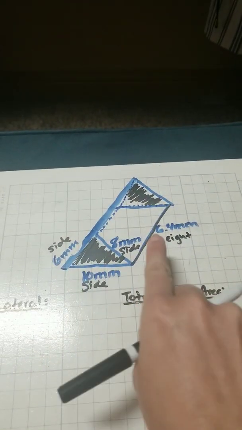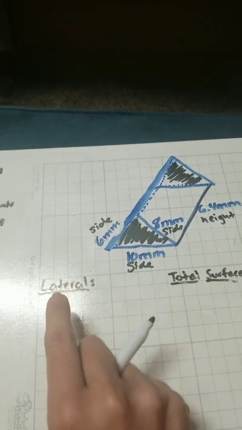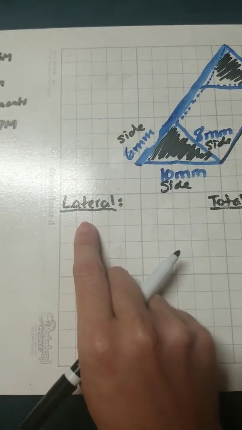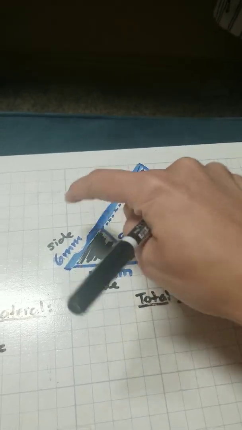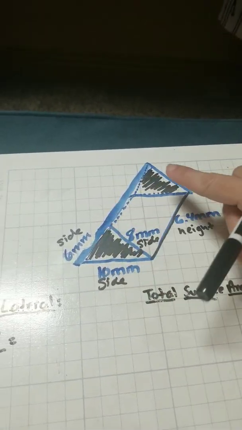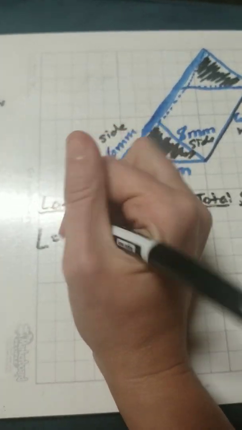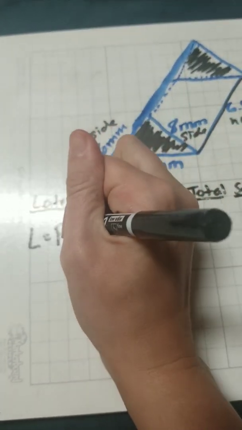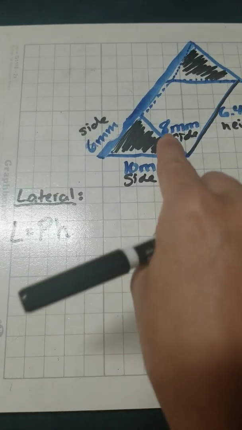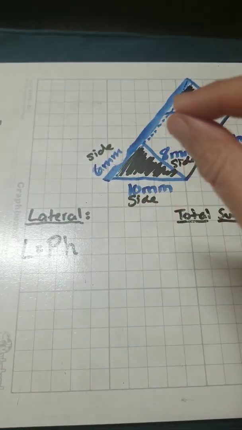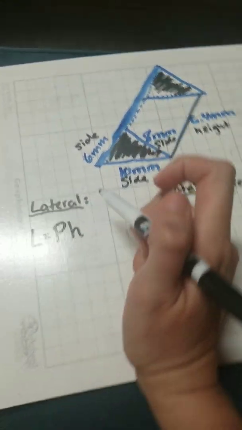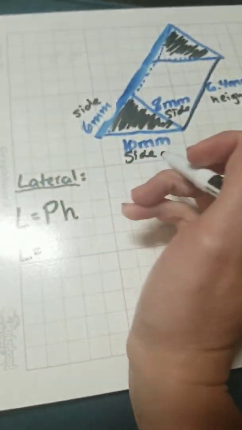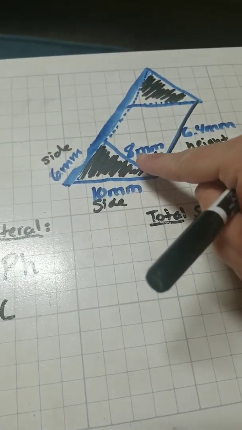So we're going to utilize these dimensions within two different formulas. The very first formula we're going to talk about is called lateral surface area. Lateral means that it is the area of all of the sides, not including the two bases. So we do this by doing perimeter of the base times the height. In this instance, our base is a triangle. To get the perimeter of any shape, all you have to do is add together the sides. So I'm going to substitute that into my formula. The perimeter is 6 plus 8 plus 10.